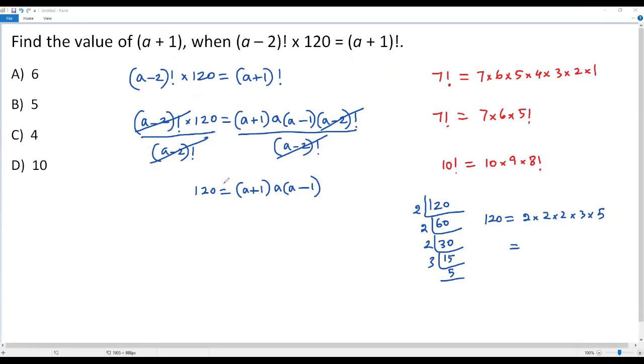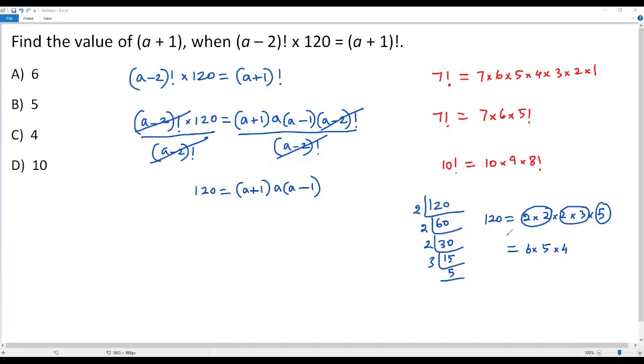Now our aim is to write this 120 as a product of 3 consecutive numbers, and also those 3 numbers must be in the order from greatest to least. For that, we can consider the multiplication of the two numbers over here, 2 and 3. 2 times 3 is 6. Then we can write this number, 5. Now, we can write the multiplication of these two numbers, that is 2 times 2 is 4. Here we have a product of 3 consecutive numbers from greatest to least. When I multiply 6 times 5, I'm getting 30. 30 times 4 is 120.